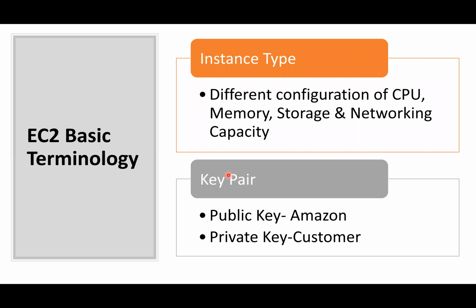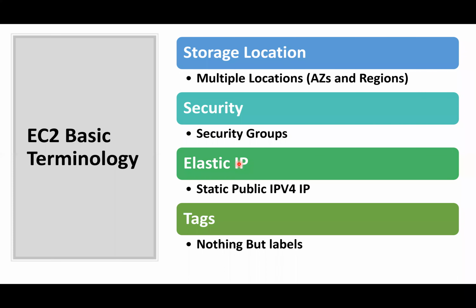So in the next slide, storage location. EC2 can be deployed in multiple locations, like in any available AZs or regions. In order to maintain security for EC2, there are security groups. We'll talk about security groups in detail later. Basically security groups define what traffic is allowed or denied to that particular EC2 instance.